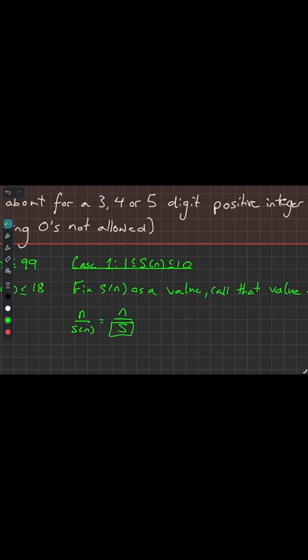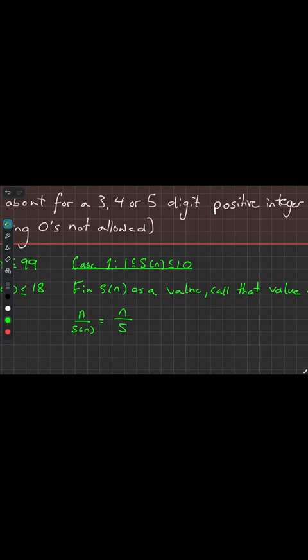Because given that s is fixed, the smallest possible value this fraction can take occurs when n is as small as possible, right? Because s is fixed. So even though I'm dealing with a range of values here, like this case is going to work for all of the possible two-digit numbers whose digit sums are between 1 and 10. So I'm dealing with a range of possible things. I'm fixing for each of those individual cases my value of s of n, right?